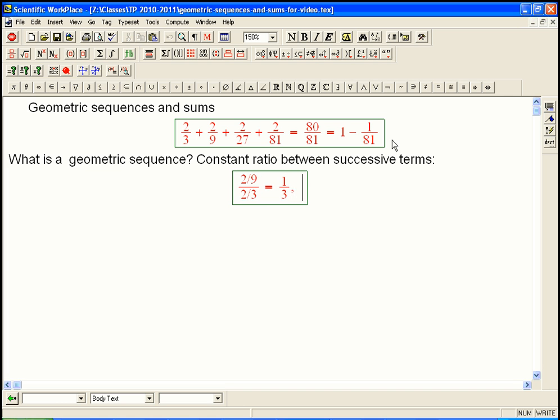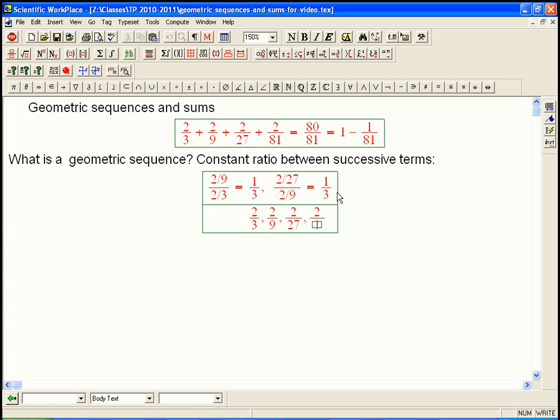And 2/27 over 2/9, that's equal to, again, 1/3. And if you continue this pattern, 2/81 continues the pattern. If you just list them, that would be a geometric sequence. If I just put commas between these and I said, I'm interested in this sequence of numbers, and just as a function of n, that would be a geometric sequence.